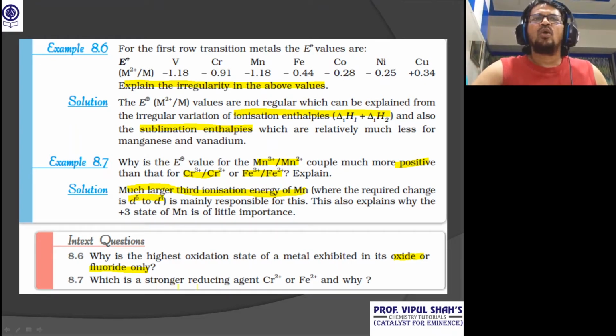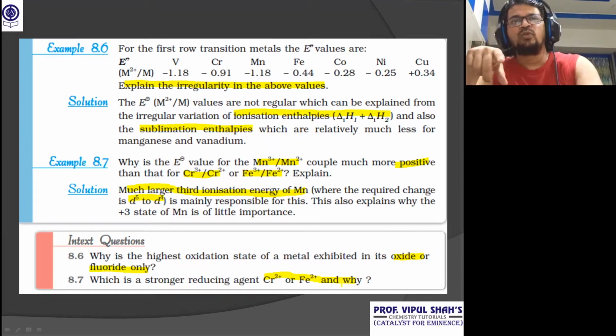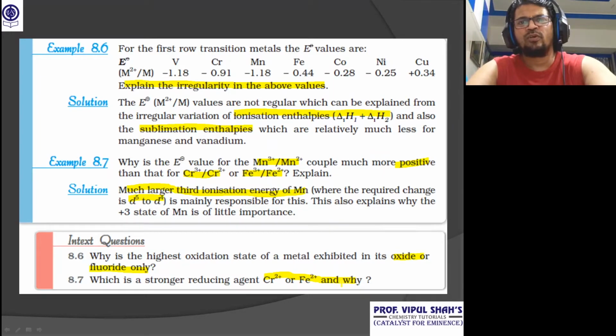And second, which is a stronger reducing agent, Cr2+ or Fe2+? Now if I have to say, what will you say? Cr2+ will be a better reducing agent as compared to Fe2+. Why, people? Same way, for Cr2+, the 4s electrons are gone, so it will become 3d4. So when I talk about the 3d4, what is happening over there? Here d4 will get converted to d5. That means Cr2+ will get changed to Cr3+. So d4 will become d5, so half filled.